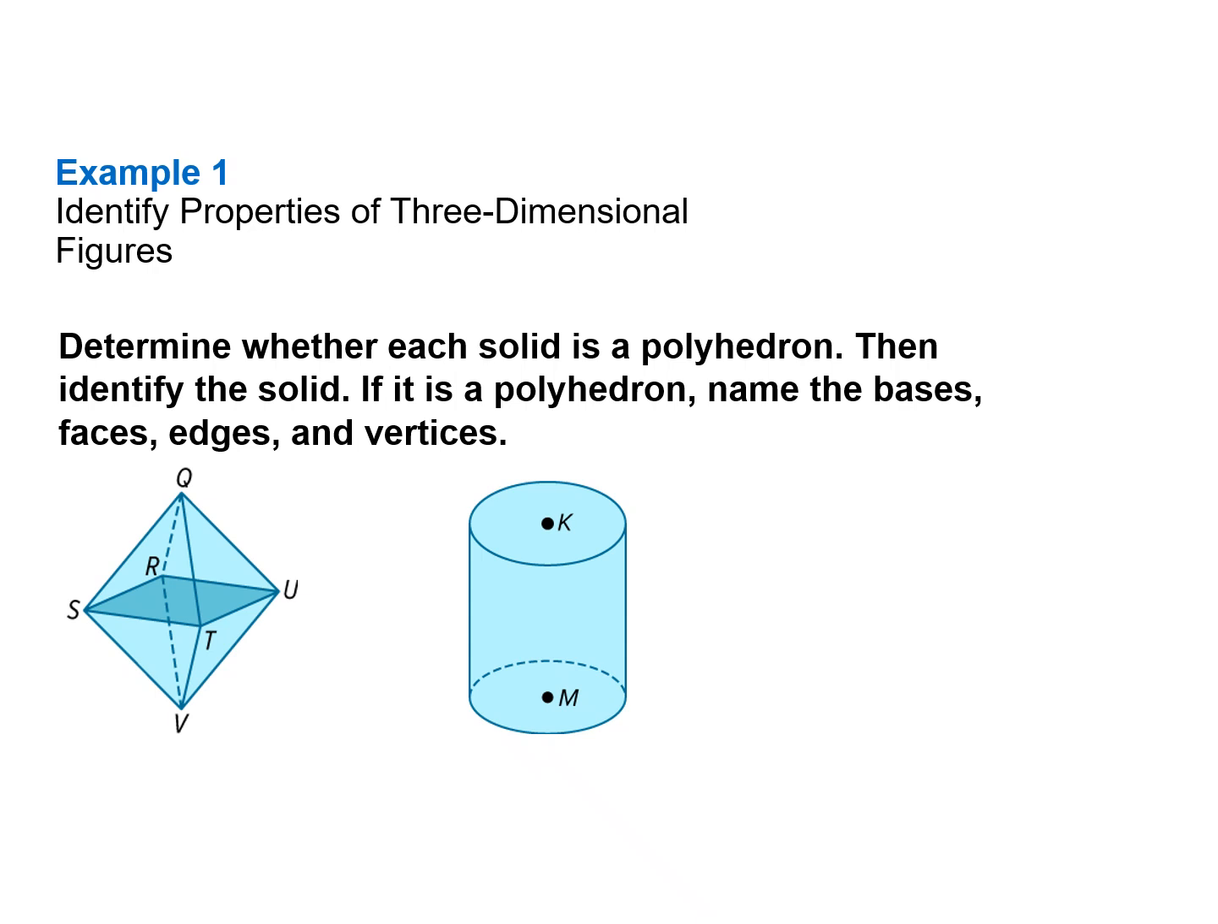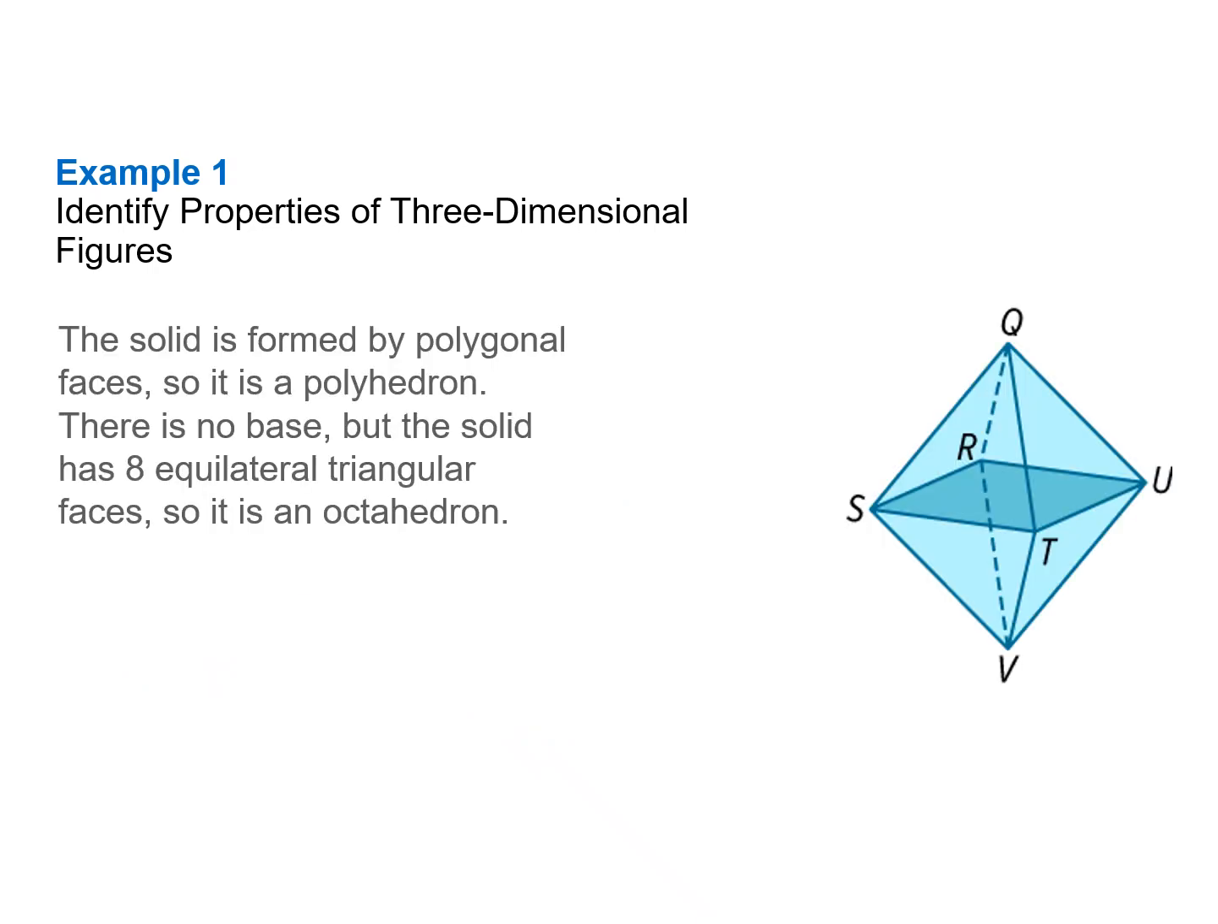So let's take a look at the first one. This solid is formed by polygonal faces, so it is a polyhedron. There is no base, but the solid has 8 equilateral triangular faces, so it is an octahedron. So it is a polyhedron, and in particular, it's a platonic solid. It is an octahedron.